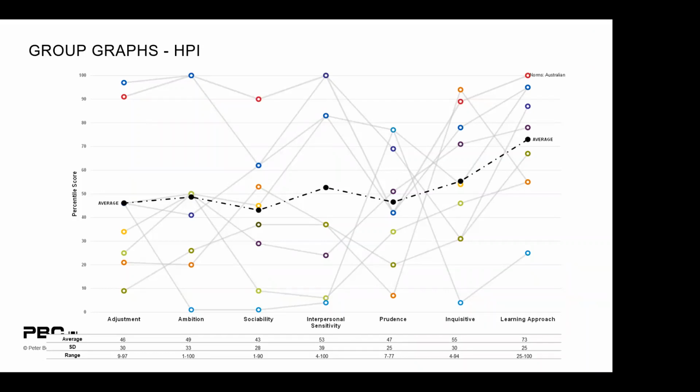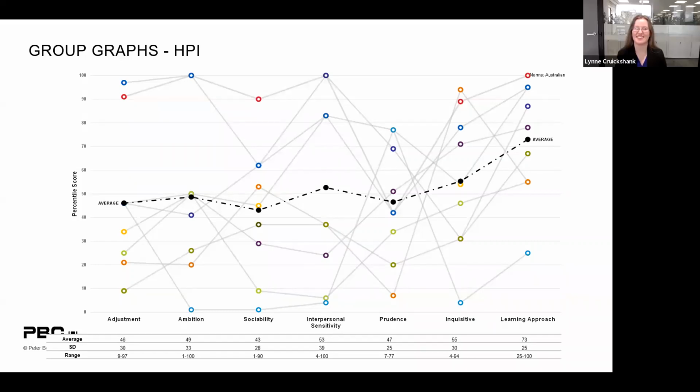So your question is, what are the strengths or opportunities that I see in this aggregation? The higher level of inquisitive and learning approach would suggest to me that they're going to be quite an innovative or best practice oriented group of execs.